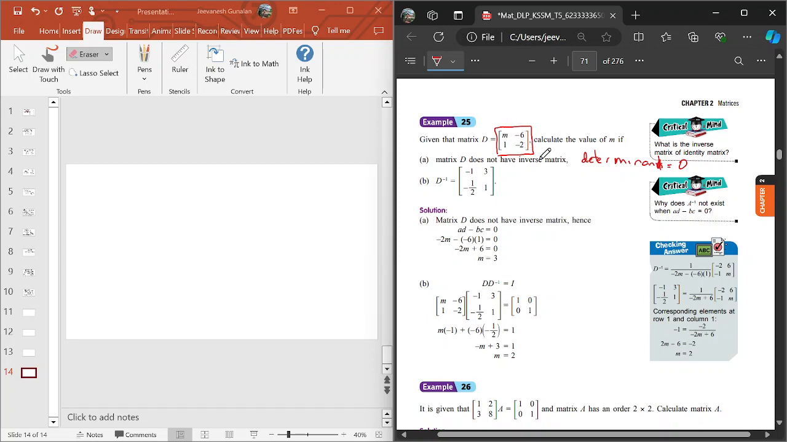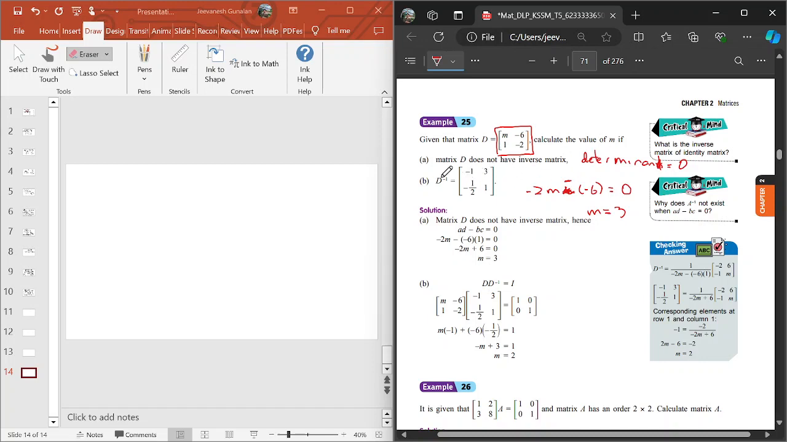So negative 2 multiplied with m plus 1 with negative 6, so negative 6, it must be equal to 0. And if you do this, you will get that m is equal to... it must be negative, sorry. So you will find that m must be equal to 3.